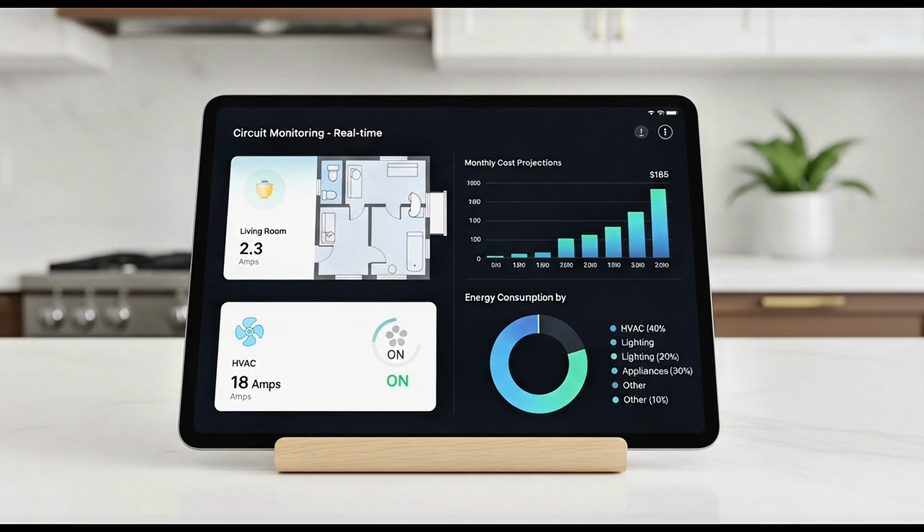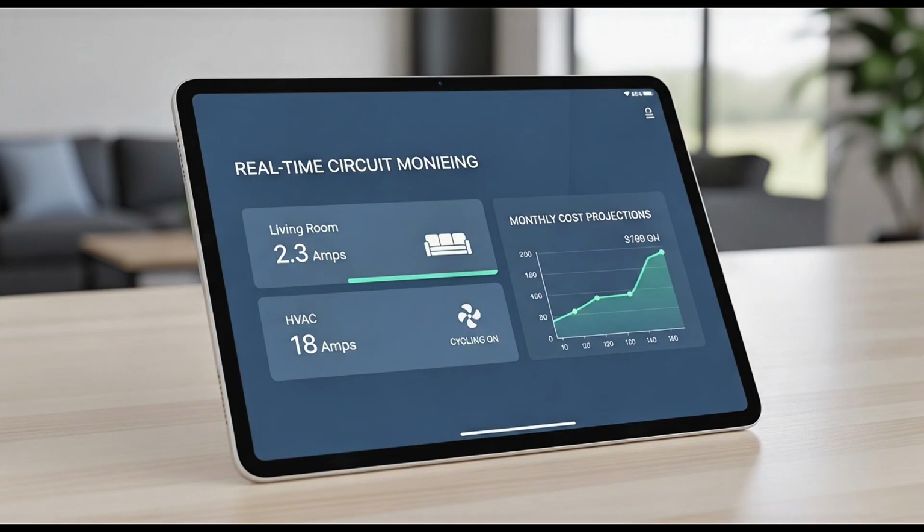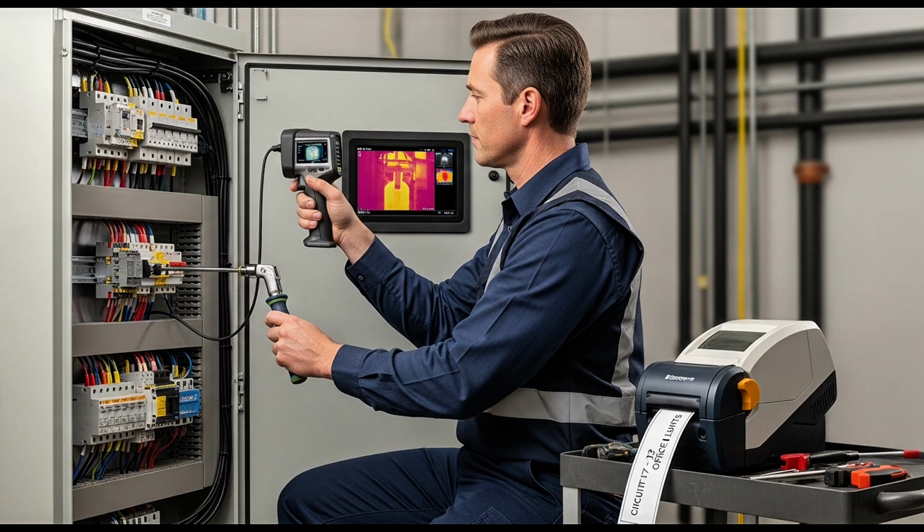Combination AFCI breakers now protect against both series arcs, like those in damaged cords, and parallel arcs, like those between hot and neutral wires. These devices have become mandatory for most residential circuits under recent electrical codes, significantly reducing fire risks. Surge protection is another growing feature.